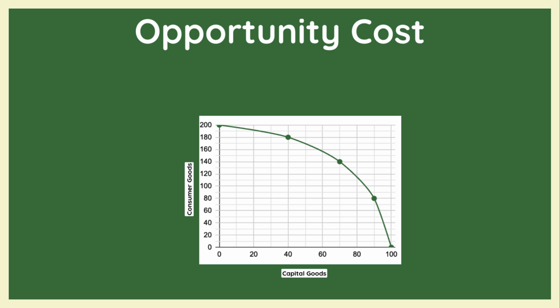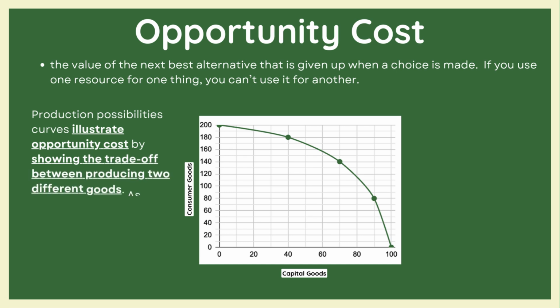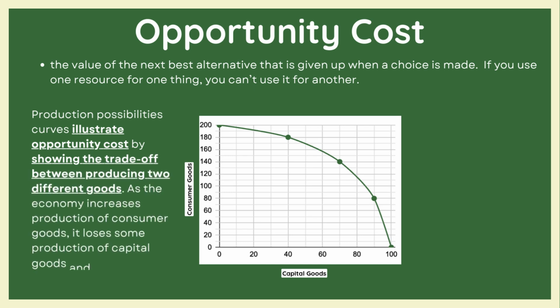Opportunity cost is the value of the next best alternative that is given up when a choice is made. If you use one resource for one thing, you can't use it for another. For example, if you spend your time watching a movie, your opportunity cost is the time you could have spent studying for your next business exam. Production possibilities curves illustrate opportunity cost by showing the trade-off between producing two different goods. As the economy increases production of consumer goods, it loses some production of capital goods and vice versa.